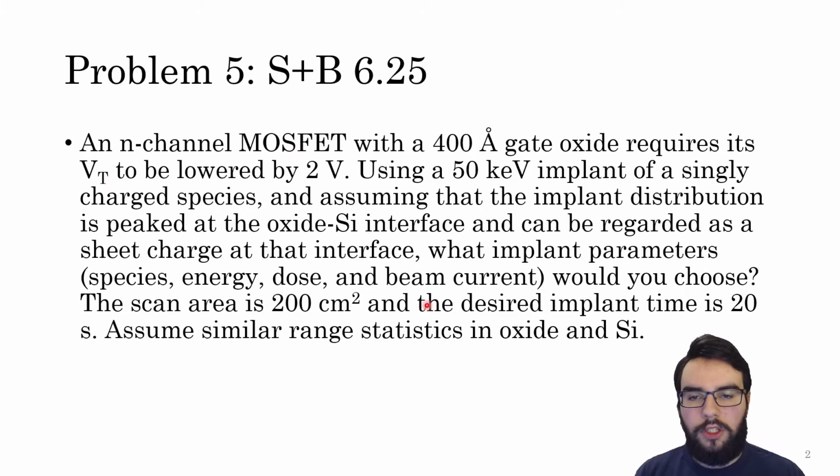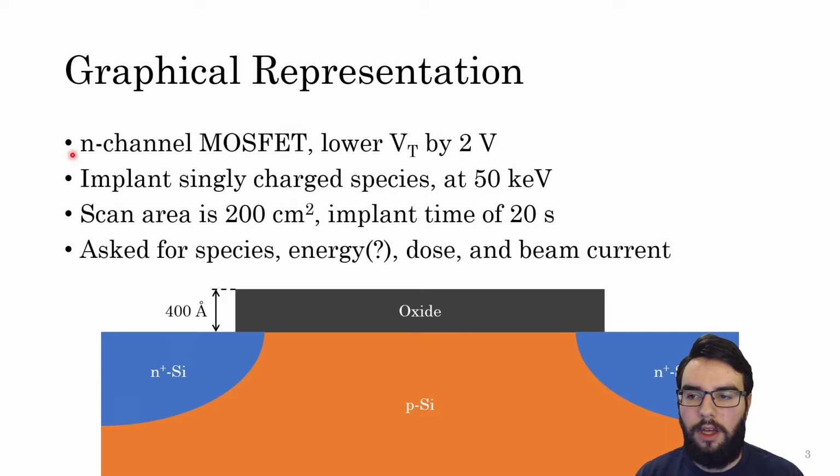Now, the question is right here, but I'm going to be going over it in the next slide, which is actually the summarized version. So basically, we're looking at an N-channel MOSFET. We want to lower the threshold voltage by 2 volts, and to do this, we're implanting a singly charged species at 50 kiloelectron volts of energy. Now the scan area is 200 centimeters squared. This corresponds to around 6.5 inches in diameter if it were a wafer. And the desired implant time is 20 seconds.